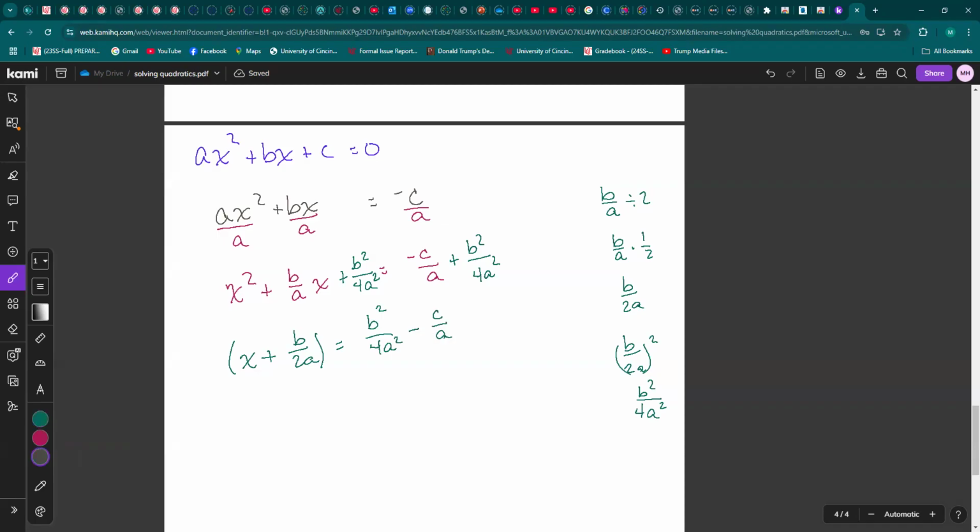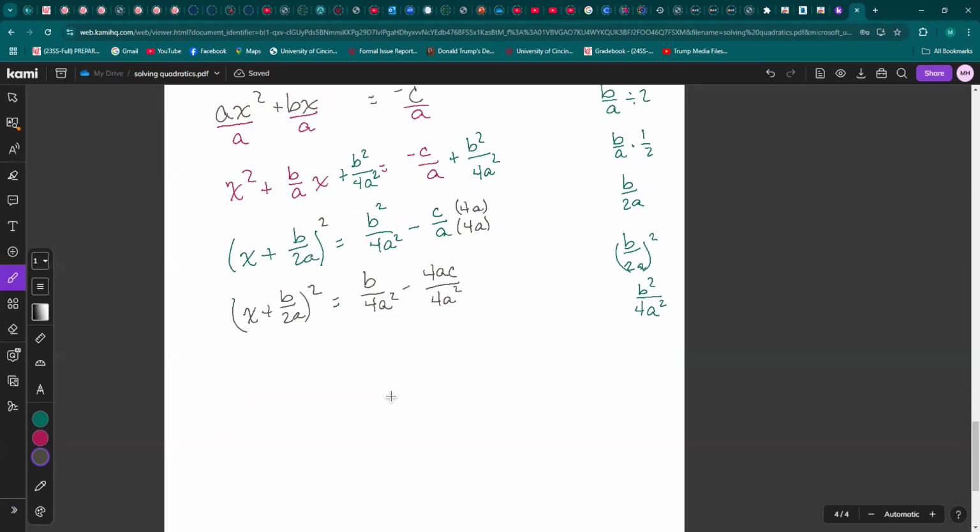If I need these to be common denominators, this is going to need a 4 and an a, and whatever I do at the bottom, I have to do the top. So this gives me, forgot my squared, x plus b over 2a squared equals b over 4a squared minus 4ac over 4a squared. Okay, so far, so good.